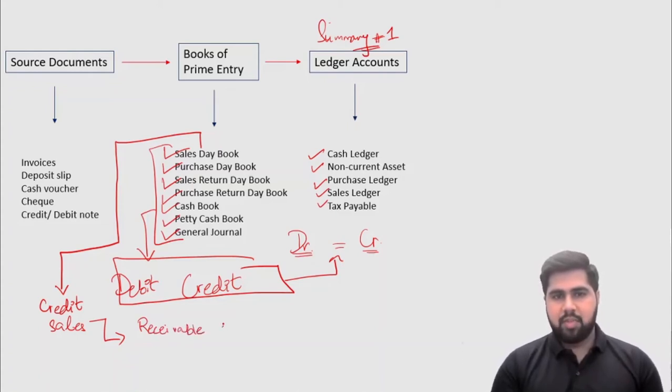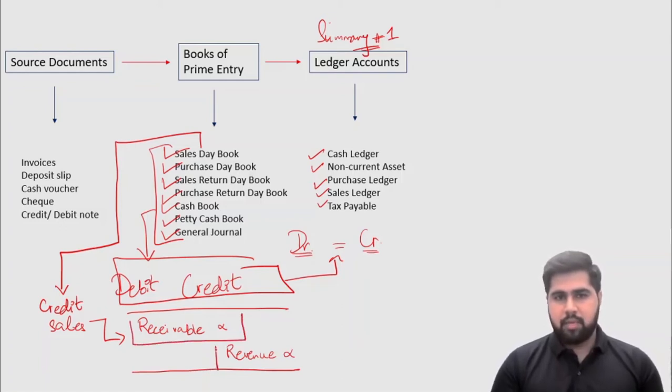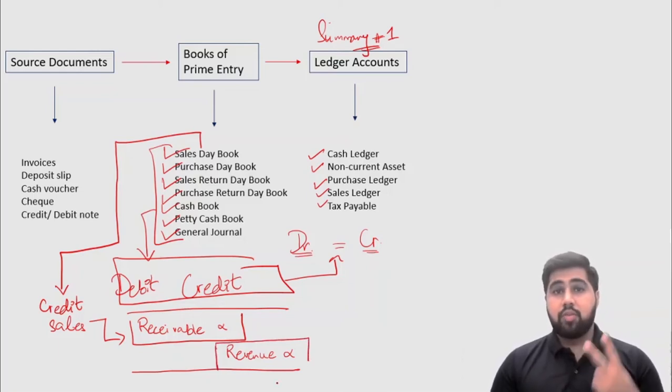You have receivable debit and revenue, or as you call it, sales credit, right? All right. Now the point is, within the ledger accounts, you will have two ledgers that will be impacted. Number one, the receivable, and number two, the revenue. Okay. These two ledgers will be impacted.